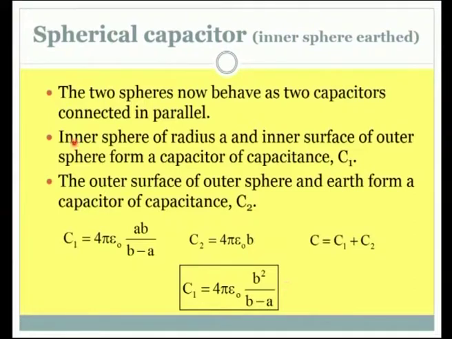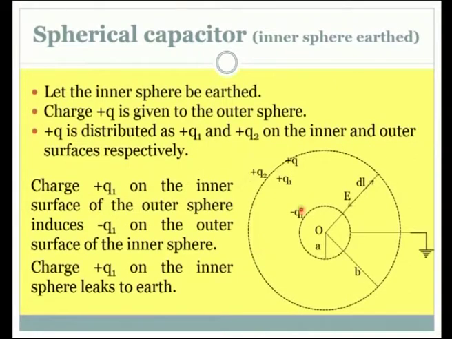Inner sphere of radius a and inner surface of outer sphere form a capacitor of capacitance C1. The outer surface of the outer sphere and the earth form the capacitor of capacitance C2. There are two capacitors. Have a look at the arrangement. These two, plus q1 and minus q1, form one capacitor. The other capacitor is the plus q2 and the earth, to which the inner sphere is connected. Those two conductors act as one set.